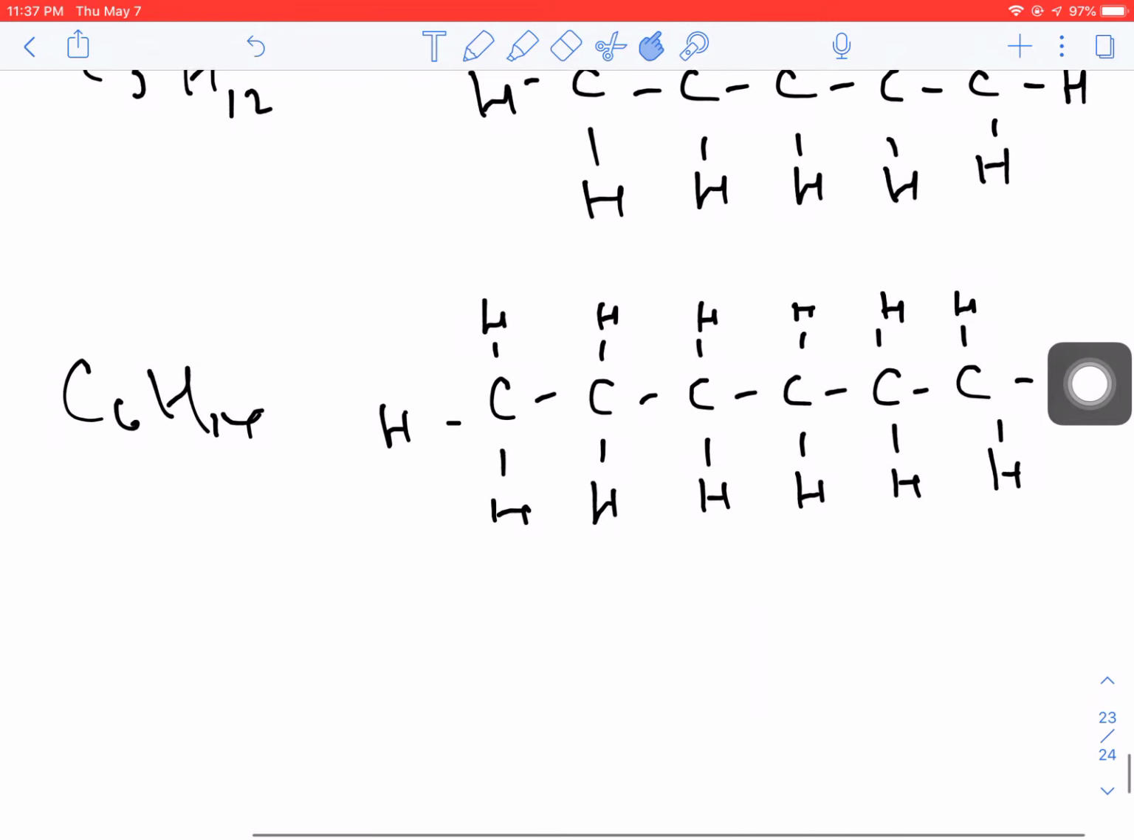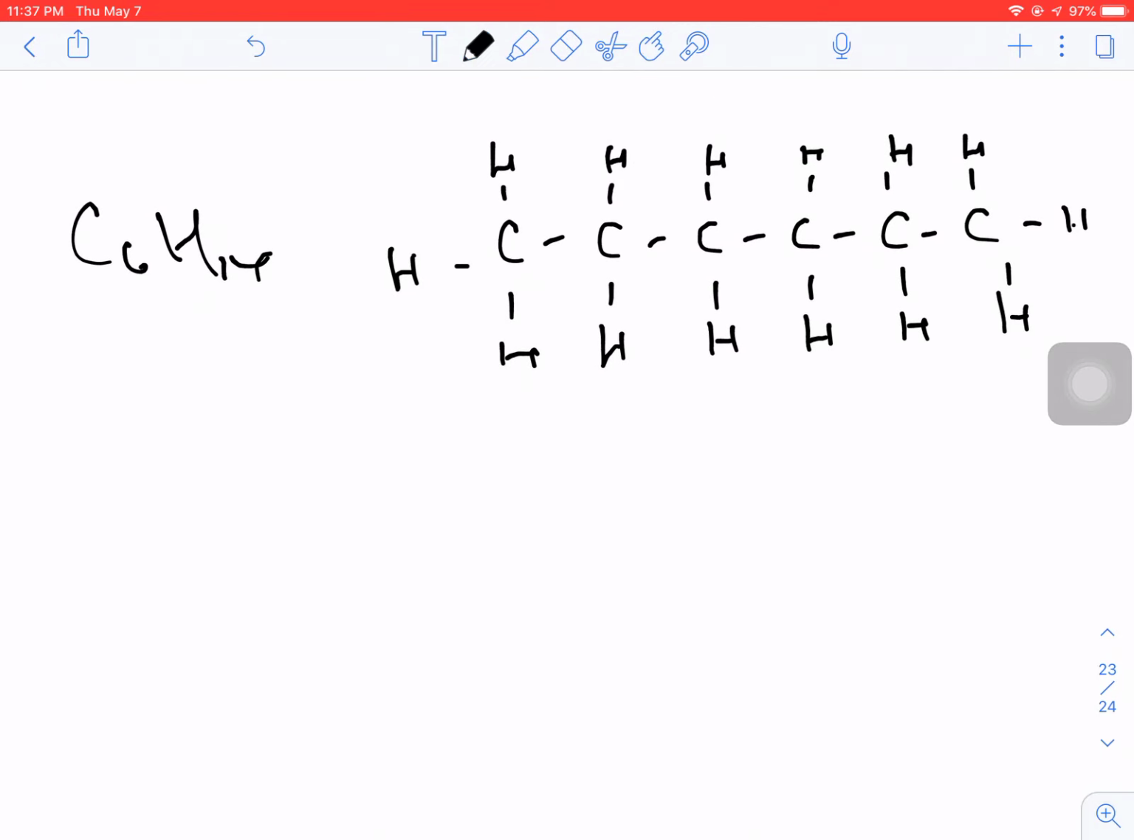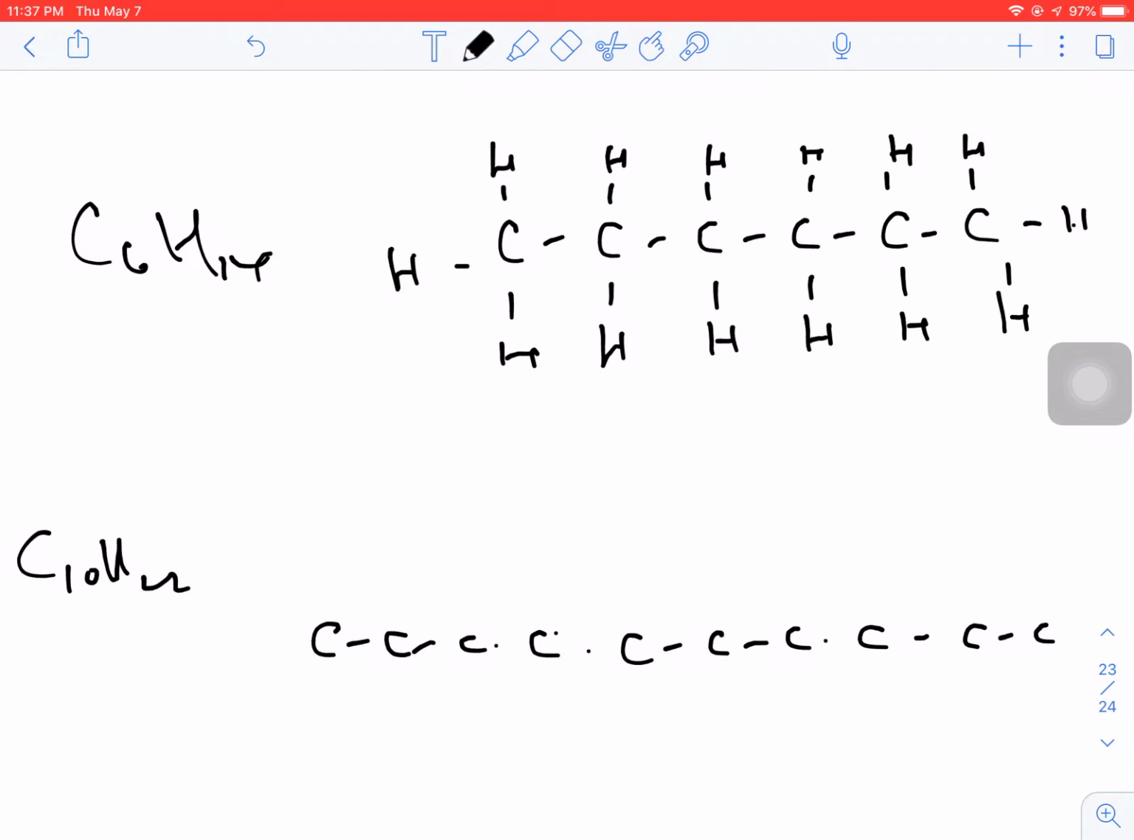So I won't do C7, 8, or 9. Let's just finish with C10, H22. And again, this one becomes 1, 2, 3, 4, 5, 6, 7, 8, 9, 10. And then you're going to flood all of your carbon atoms with hydrogens. And you get the idea. So that's decane. And again, I could put all the hydrogens in. I'm not going to do that. It's too hard with this stylus. It just makes a mess. But those are your basic hydrocarbons.